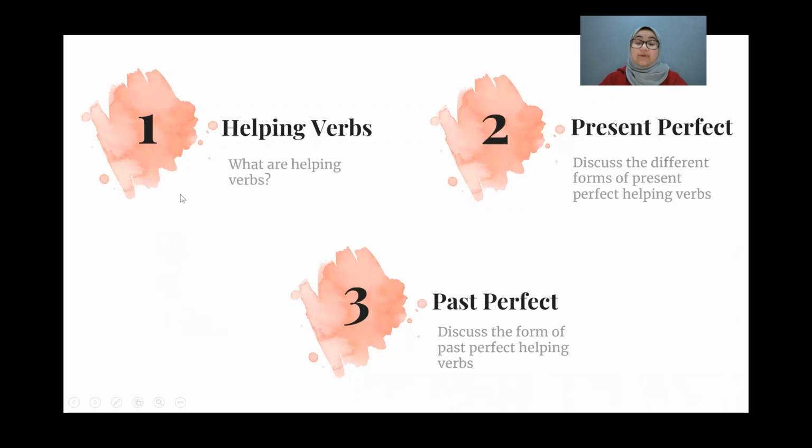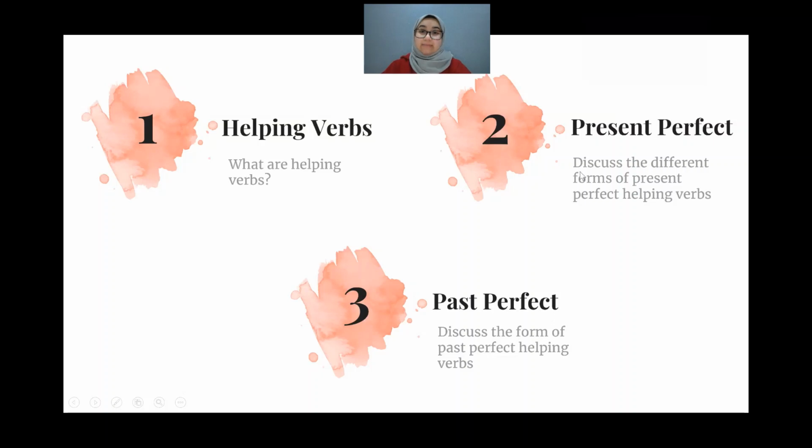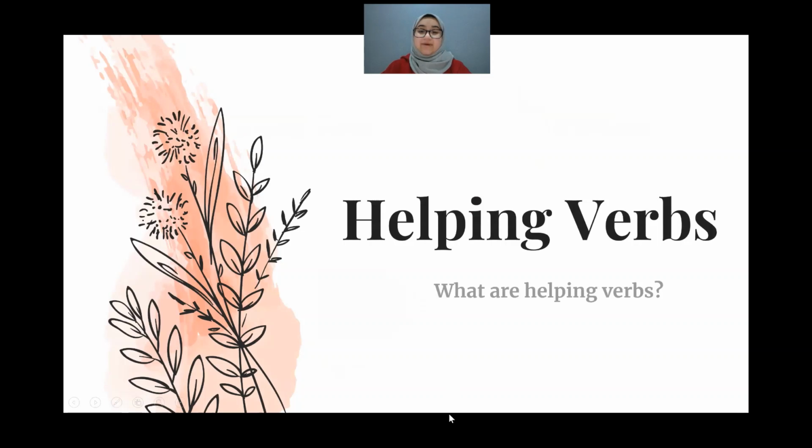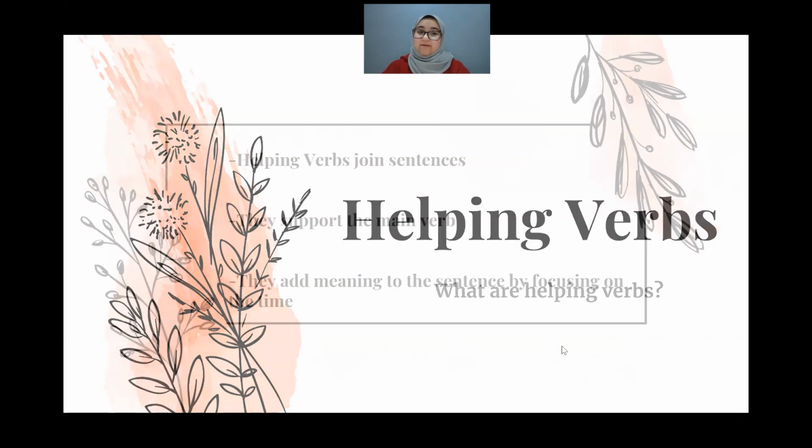So in today's lesson, we are going to focus on three things. We're going to learn about helping verbs and what they are. We are also going to learn about the present perfect tense, as we will be discussing the different forms of helping verbs in the present perfect tense. Number 3, past perfect tense. We're going to discuss the different forms of helping verbs in the past perfect tense. Very simple, right? Let's start with number 1 and let's answer the question of what are helping verbs?